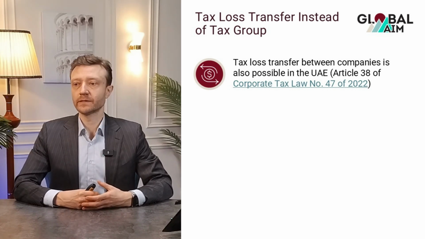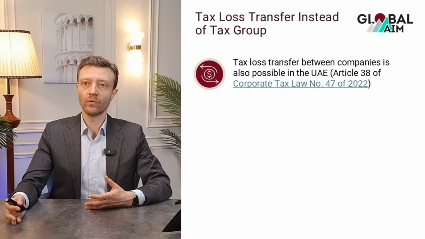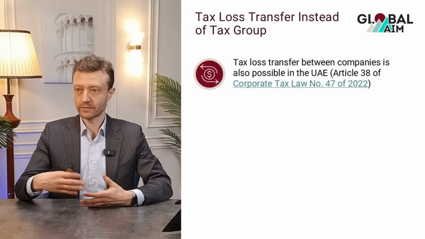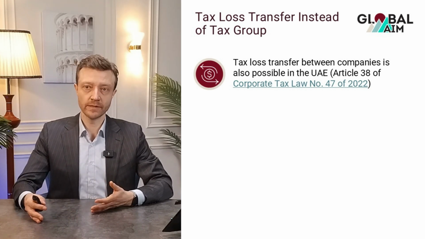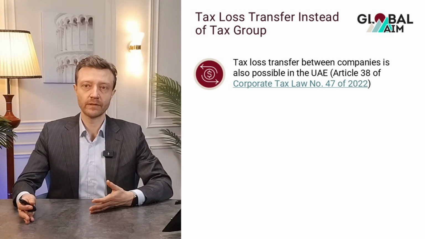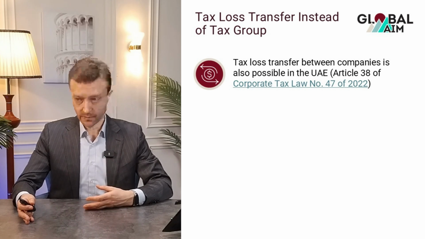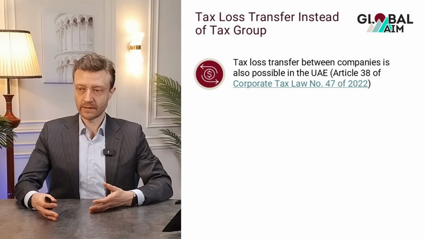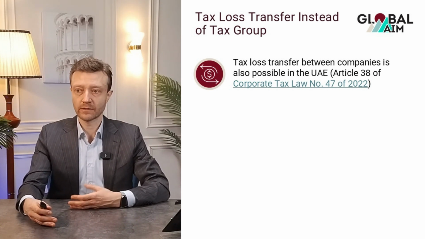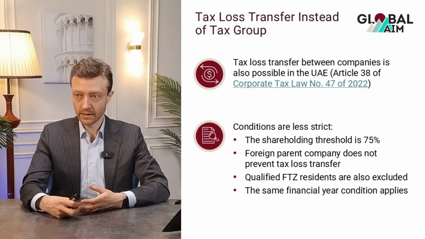Which means that in certain cases, it is either impossible or impractical to form a tax group. And in such a situation, there is a simpler alternative which may be considered, which has very similar tax effects. The alternative is called transfer of tax losses. It is possible, instead of consolidation, to consider transferring tax losses between two companies in the United Arab Emirates, and the conditions are less strict.